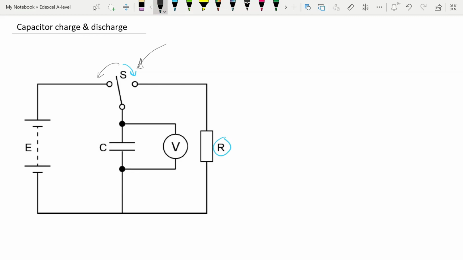A lot of people get hung up on the mathematics of capacitor charge and discharge, and it is important to be able to use the equations which we will come to later. But you also have to really be able to explain what is happening physically here. So let's think about charging.